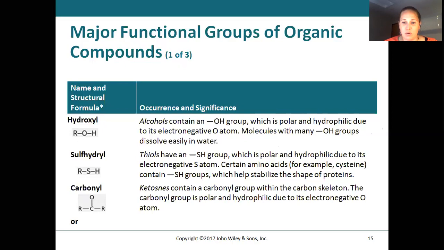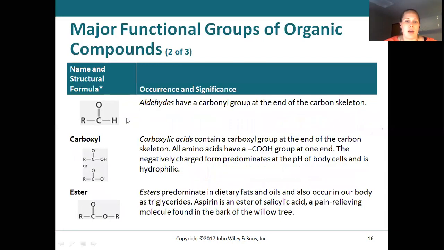Or this has a sulfur within it, a carbonyl group, and ketones contain a carbonyl group within the carbon skeleton. And again, it's the chemical properties of each one of these that can add to the properties of that larger carbon structure. You can also have aldehydes, carboxyl group, and ester group. The carboxyl group is important when we get to talk about proteins. It's part of the basic protein structure. And ester groups. So these are just basic chemical groups.